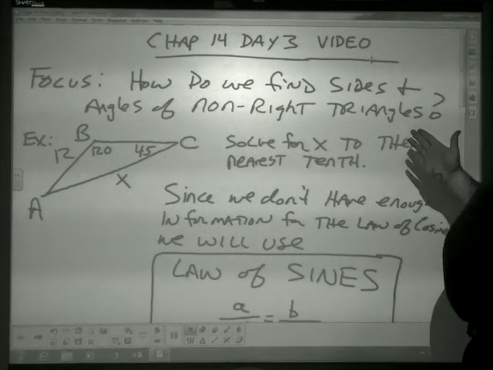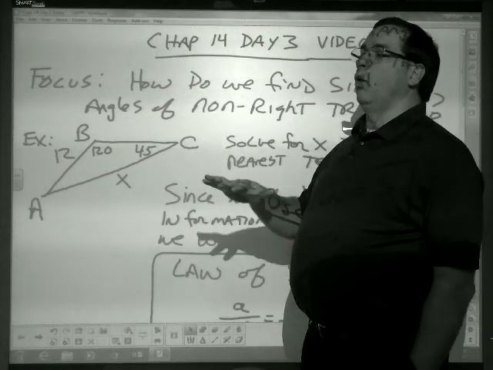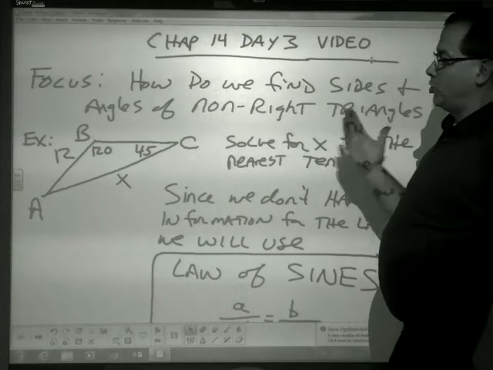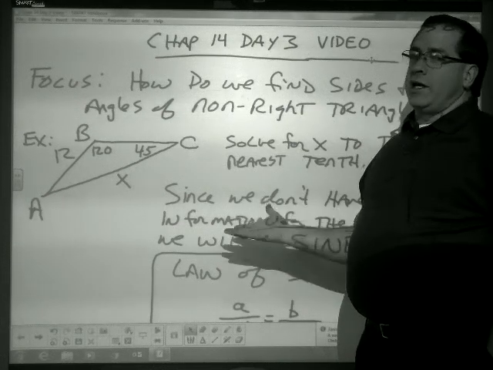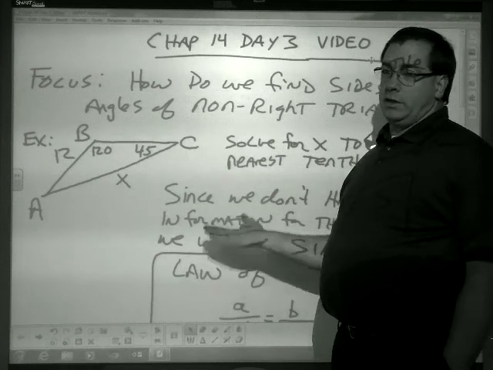Now, depending on the information given, usually you can use either the law of cosines or the law of sines. Rarely can you use both. And if you're unsure which one to use, try setting up one of the formulas. And if you don't have enough information to fill in the formula, then you have to use the other one.